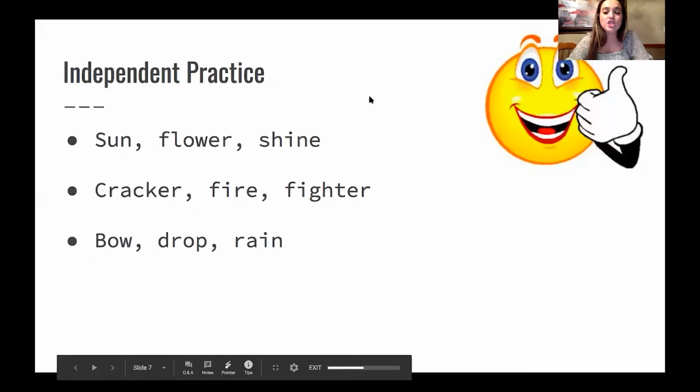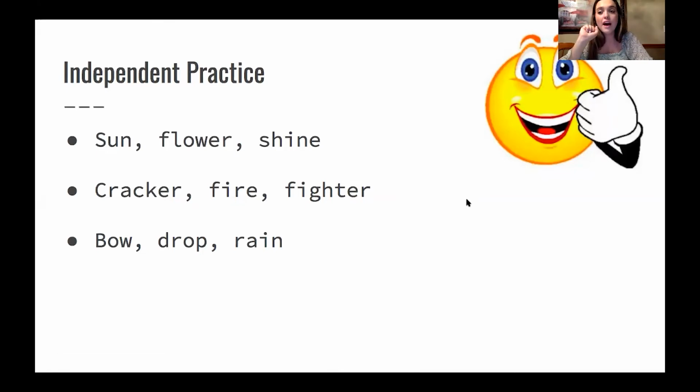I just did want to go over them with you quickly so that you felt like you had a great handle on these and were able to do them on your own, which is what we are moving on to right now. I'm going to pull up your independent practice, and this is a time that you can take. We've already done the first one together, so do not worry about that. Just do these last 2, and for each of the 3 words, you will find 2 compound words. So for cracker, fire, and fighter, you will find 2 words. For bow, drop, rain, you will find 2 words. So go ahead and pause this video and do that at this time.